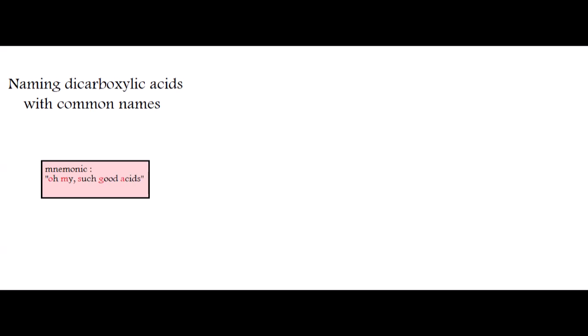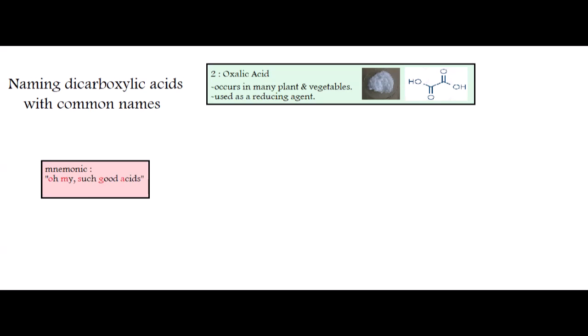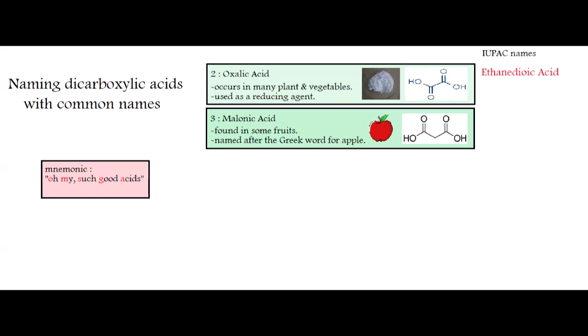So 2 carbons is oxalic acid, which you can find in many plants and vegetables, and it's frequently used as a reducing agent. Its IUPAC name is ethane dioic acid. 3 carbons is malonic acid. It's found in some fruits, and it's actually named after the Greek word for apple. IUPAC is propane dioic.